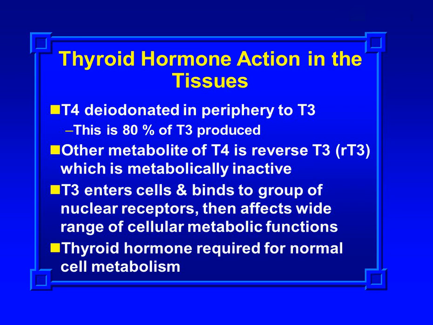Thyroid hormone action in the tissues. T4 is deiodinated in the periphery to T3. This is 80% of T3 produced. The other metabolite of T4 is reverse T3, RT3, which is metabolically inactive. T3 enters cells and binds to a group of nuclear receptors, then affects a wide range of cellular metabolic functions. Thyroid hormone is required for normal cell metabolism.